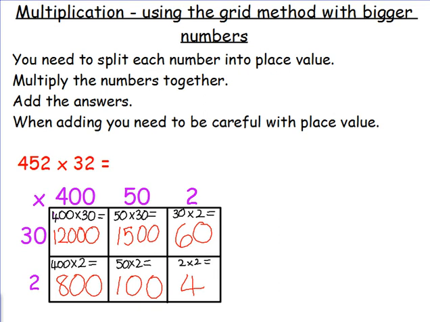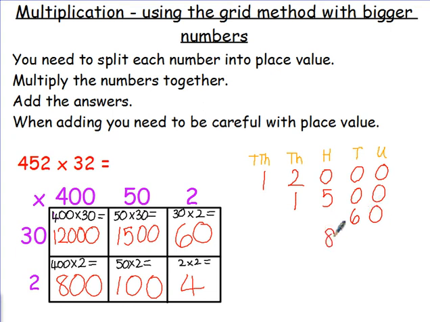Now let's start adding these together. Remember, what's your place value? My biggest number is 12,000. So I've got to make sure that I've actually got tens of thousands, thousands, hundreds, tens, units. Now I put my numbers underneath. 12,000, 1,500, 60, 800, 100 and 4.